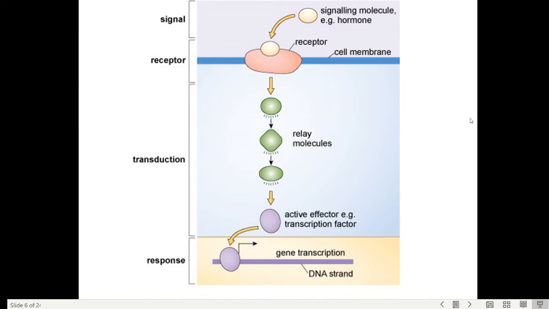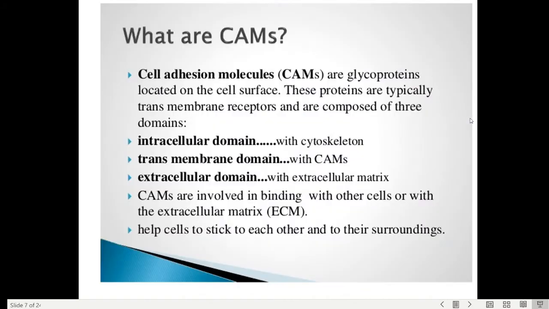Signaling molecules, such as hormones, are received at the cell surface receptor, then the relay happens, the transduction process happens, and the gene is transcribed based on the received signal. Next concept. Okay, now we enter into the cell adhesion molecule, and how they receive this signal from the external source. This external source signaling is received by the cell adhesion molecules.